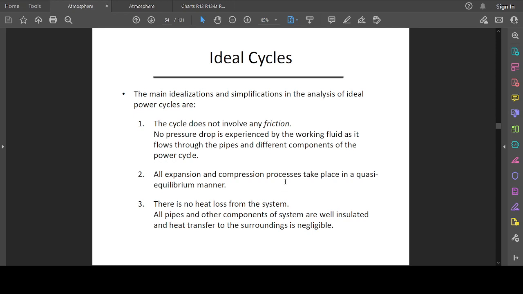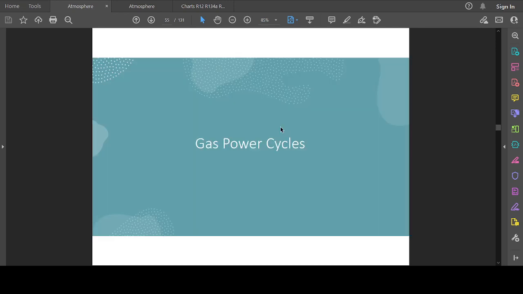Now in reality, you want things to happen in a fraction of a second so that you can take the full benefit of these equipment. So there is no heat loss from the system. All pipes and other components of the system are well insulated, and heat transfer to the surroundings is negligible. We all know that no matter the level of insulation you put on equipment that involves heat, there is bound to be some level of heat transfer between the system and the surroundings. So by making these assumptions, we have actually achieved an ideal cycle.